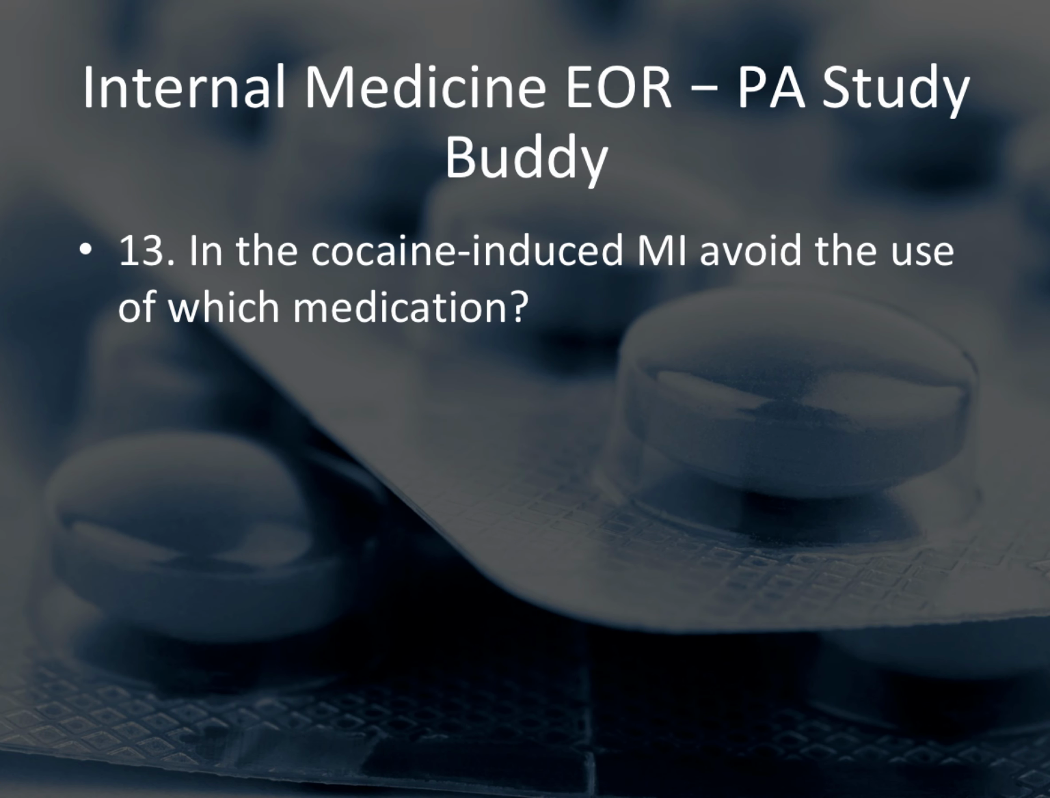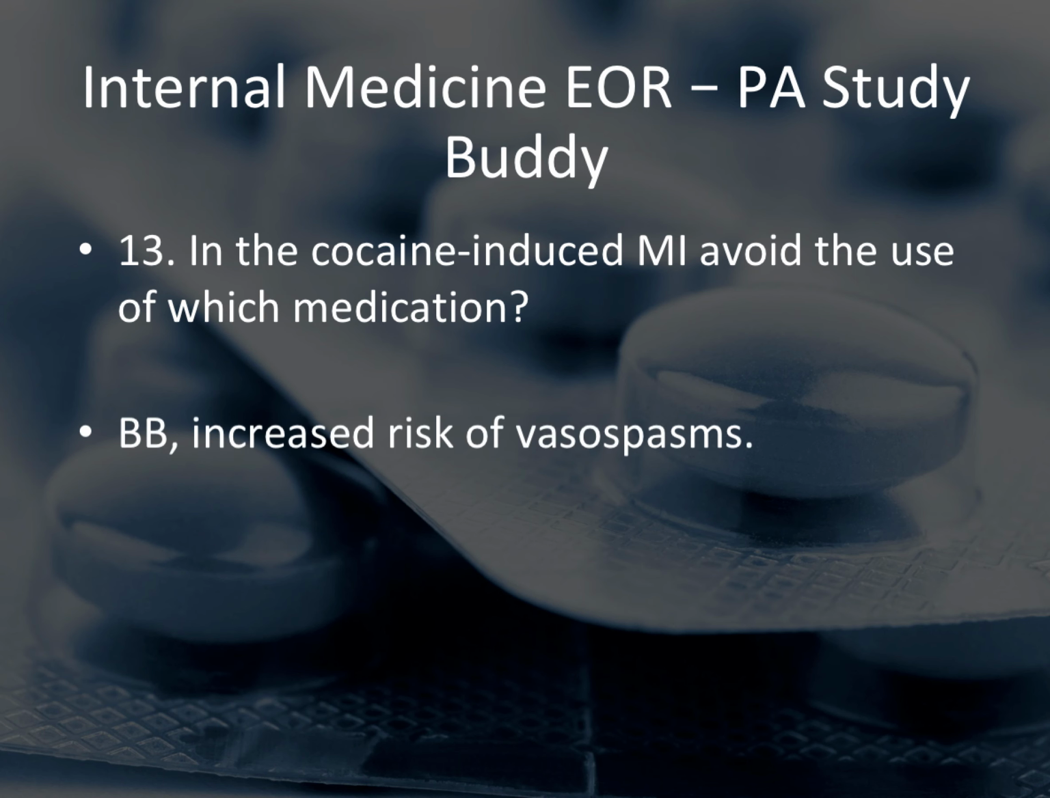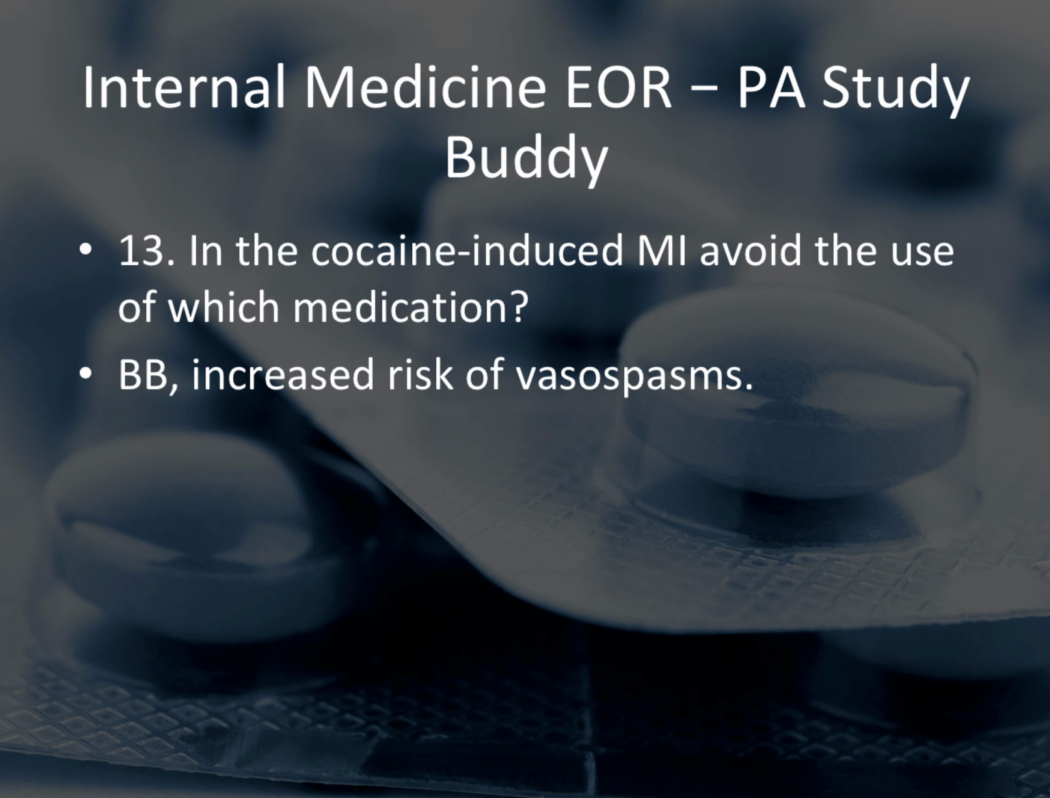In the cocaine-induced MI, avoid the use of which medication? So they're going to tell you a patient came in, he had a great time in Vegas or something, he was on cocaine, ended up having an MI, and they're going to ask which of the following is not a proper medication to treat this patient. And your answer is always beta blocker, because beta blockers increase the risk of vasospasm.